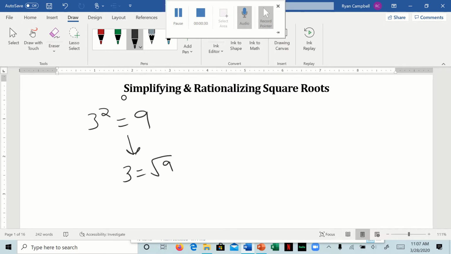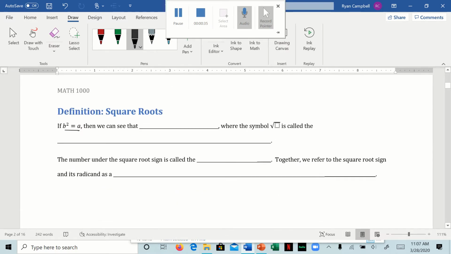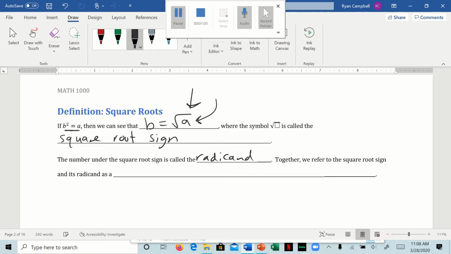Well, if you notice, another way that we could write that would be that 3 is the square root of 9, right? So basically what this means is that if we have b squared equals a, we can see that b would be the square root of a, right? Where that symbol is called the square root sign. So this number underneath the square root sign, that a, we call the radicand. And this whole thing, the square root and the radicand, we call just the square root expression.